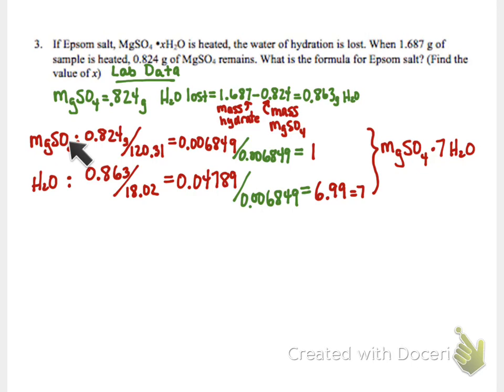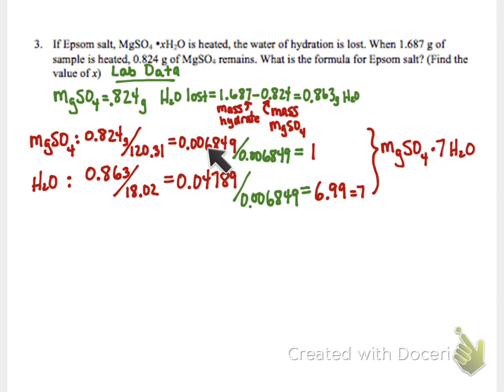Okay, so magnesium sulfate, grams, divide by molar mass, calculate the moles. Water, start with grams, divide by molar mass, and calculate moles. Notice because we had real live lab data here, the numbers are really, really tiny because the grams are a lot smaller, but we don't care about the numbers. All we care about is the ratio. So it doesn't matter if the numbers are small.